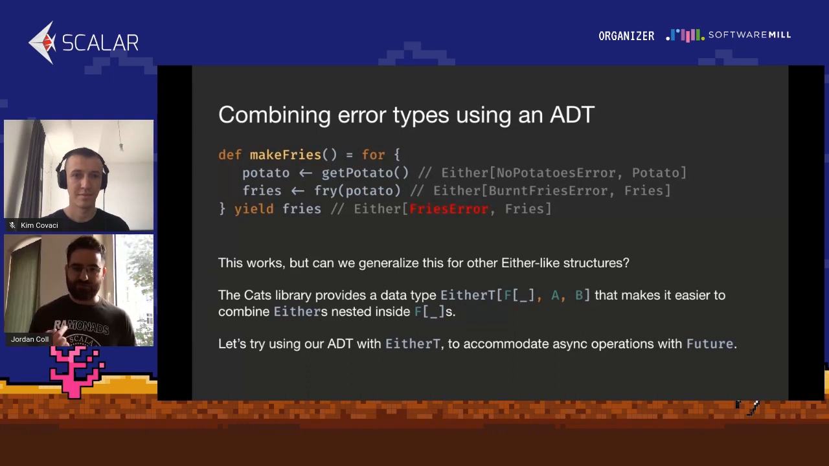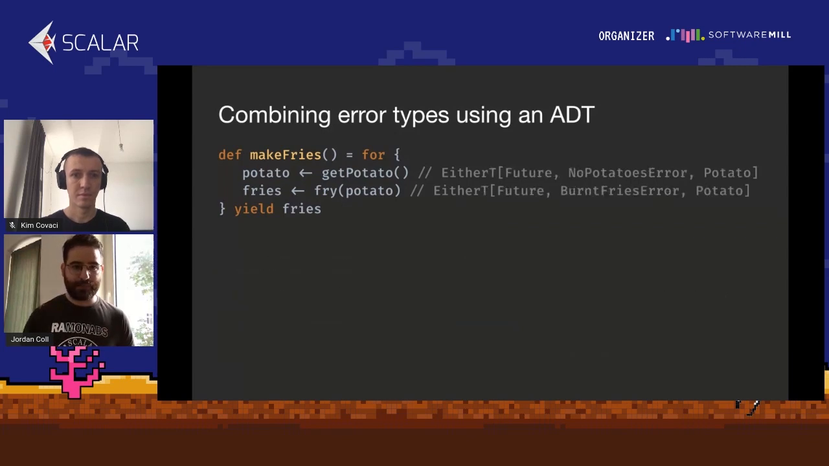The cats library provides a data type called EitherT that makes it easier to combine Eithers nested inside other containers. This is similar to the OptionT that we built during Jacek's talk about monad transformers, if you caught that one. But let's try this again with EitherT to accommodate asynchronous operations using Futures. It could be any other effectful container, but we're using Futures.